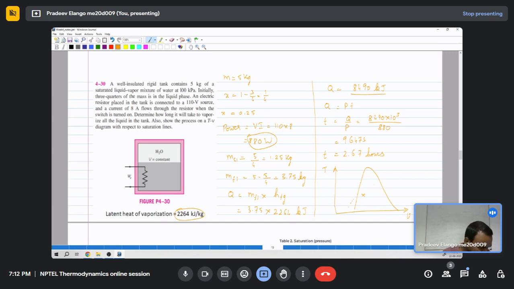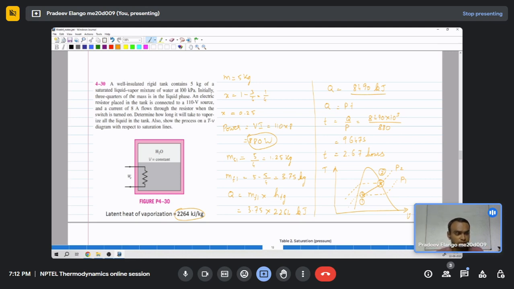So this is some pressure line P1, and this is another pressure line P2. This is state 1, and this will be the final state, which can be said as state 2. This is how we can represent it in a TV plot.